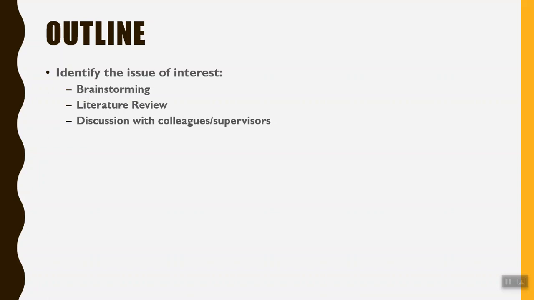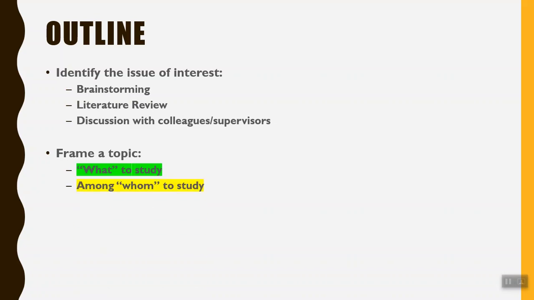Okay, and after that you can make a research topic very easily, and while preparing a research topic you should keep three things in mind. The first thing is what to study. Okay, so you should understand which issue you want to investigate, and the next thing is among whom to study, so the study population should also be very much clear. And the third thing is where to study.